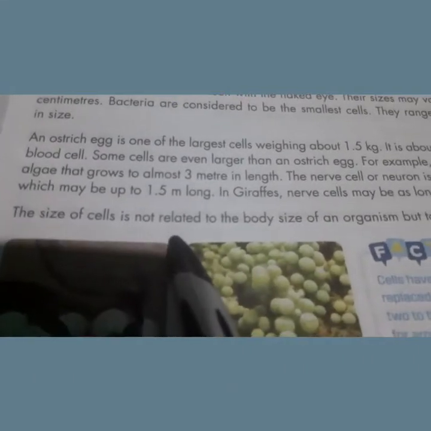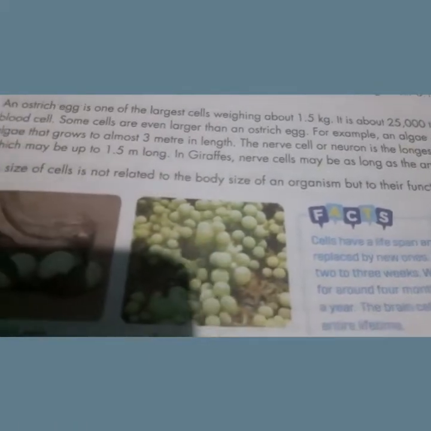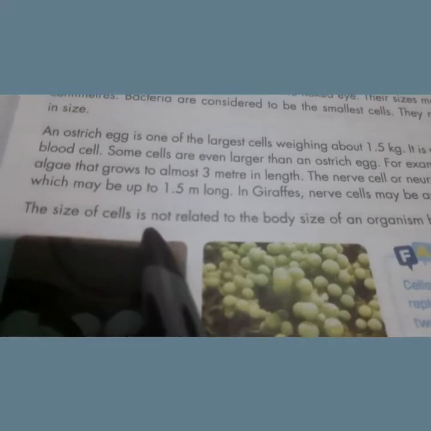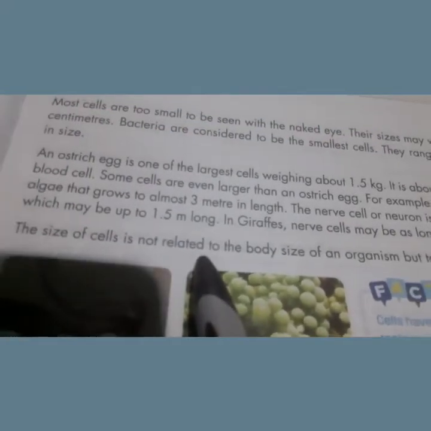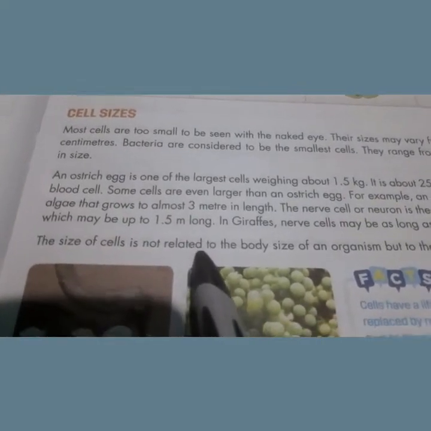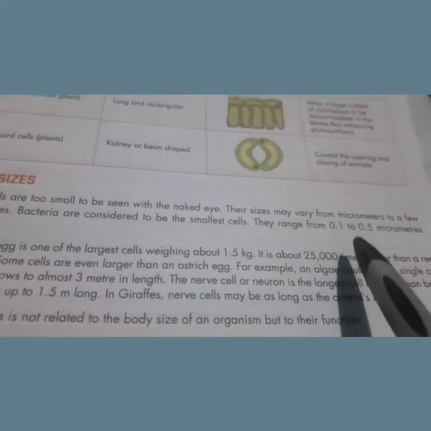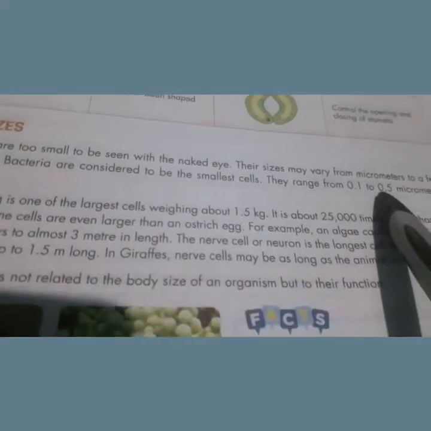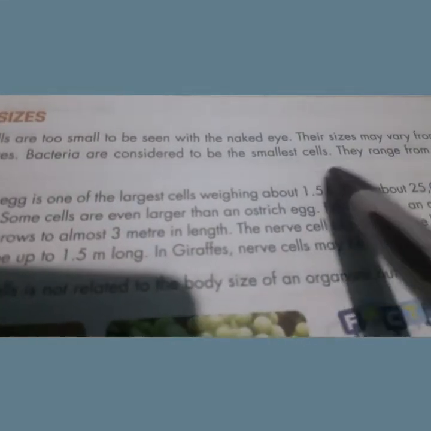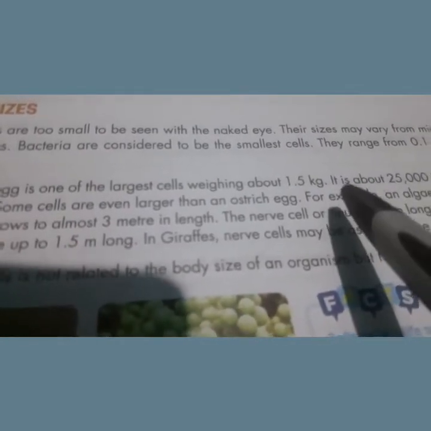The size of the cell is not related to the body size of an organism, but to its function. So size and shape are both related to the function of the cell, not to the body size of the organism. And one more thing: 1 micron or 1 micrometer is the 1,000th part of 1 millimeter. So 1 micron is equal to 1 by 1,000 millimeter.